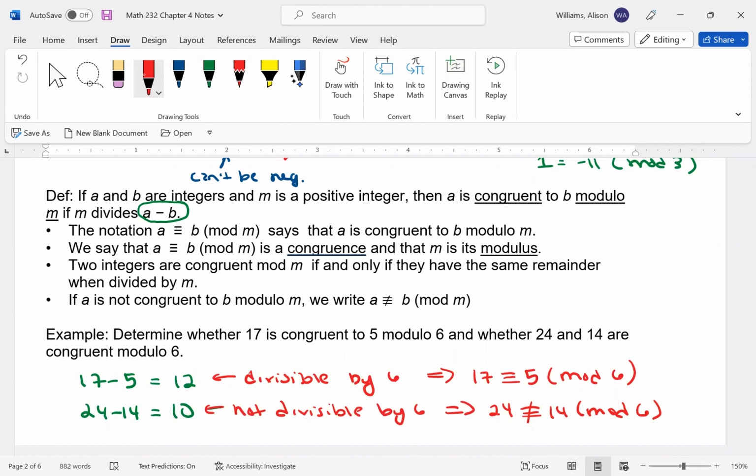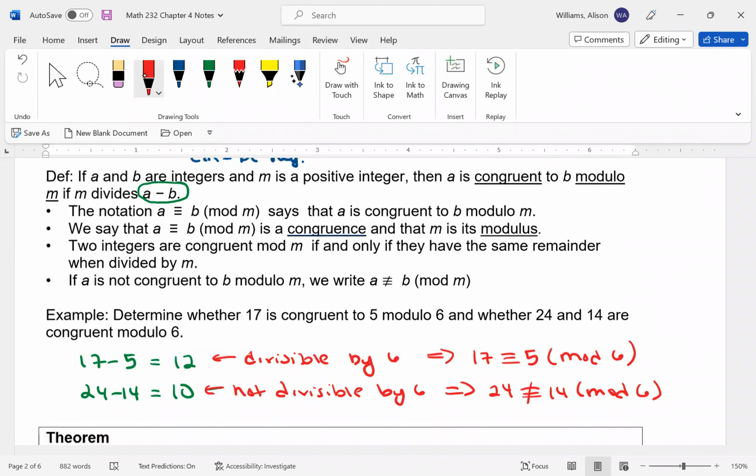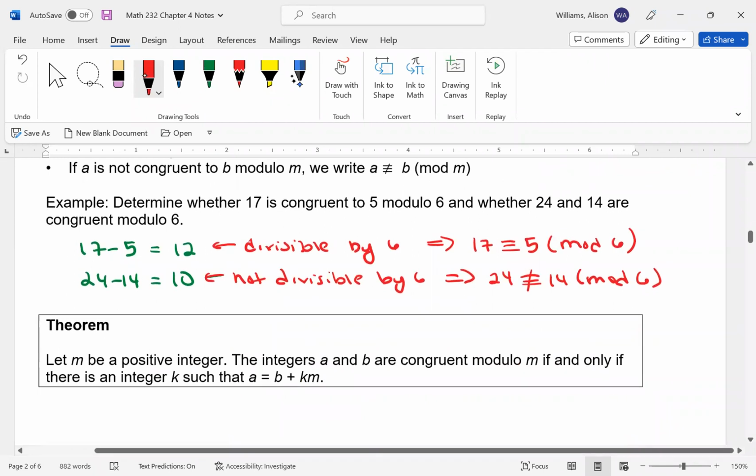14 has a remainder of 2 when I divide it by 6. All right. Okay, let's keep going. Theorem. Let M be a positive integer. The integers A and B are congruent modulo M if and only if there is an integer K such that A equals B plus KM.